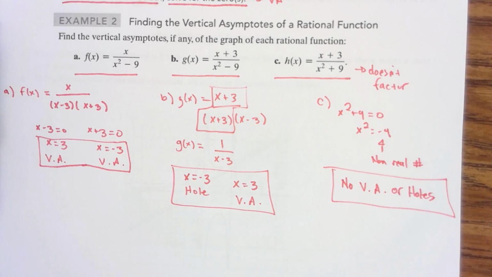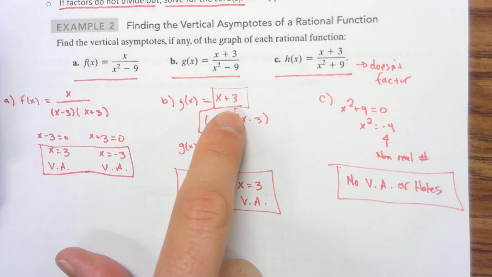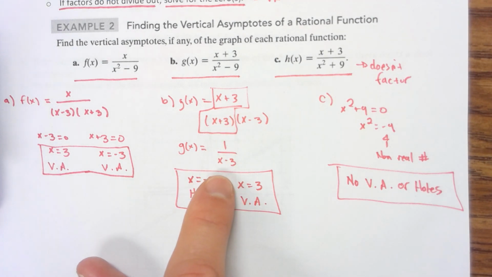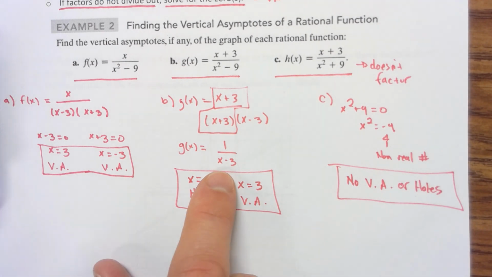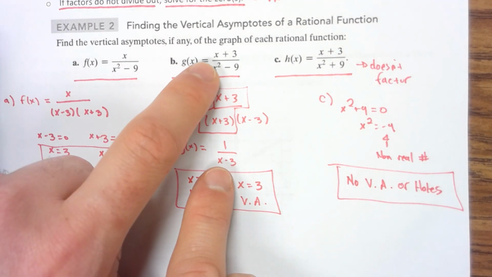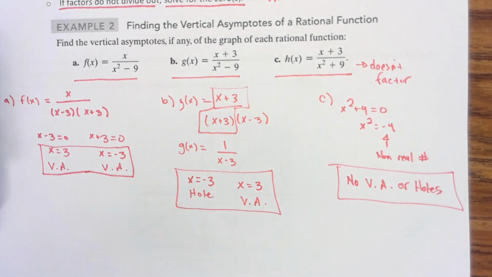All right, okay. Part B, the denominator factors the exact same way into x plus 3, x minus 3, but this time I get those x plus 3s to show up in the numerator and denominator. Those factors divide out. And so this equation g of x simplifies to be 1 over x minus 3. And that's actually what we would see if we were to graph this. If I graphed both the original equation and the simplified equation, it's going to look the exact same.